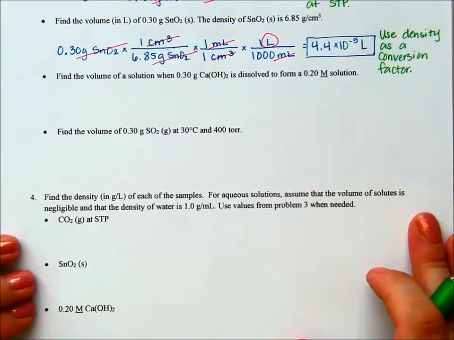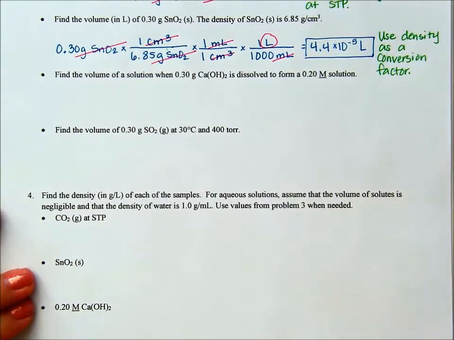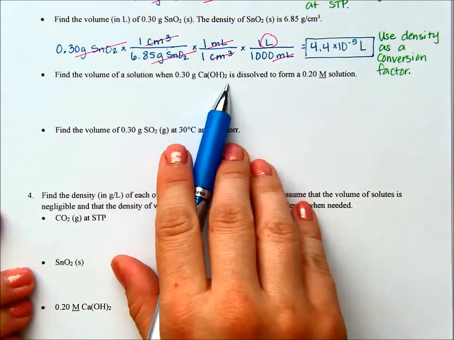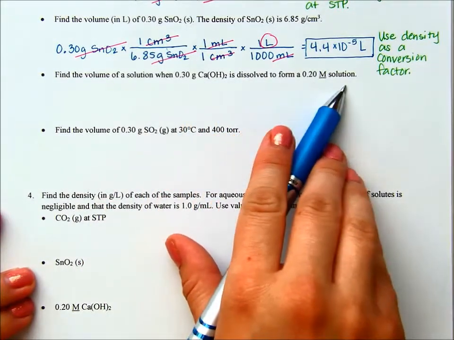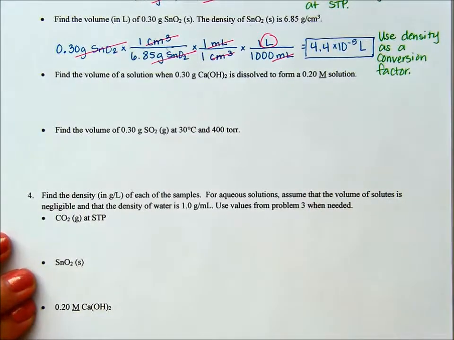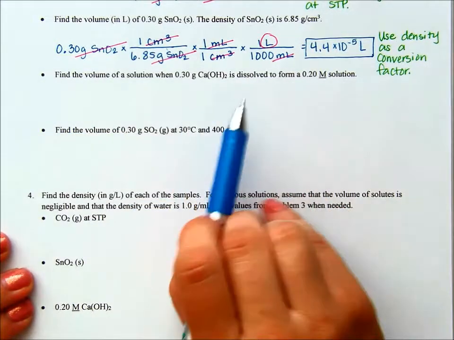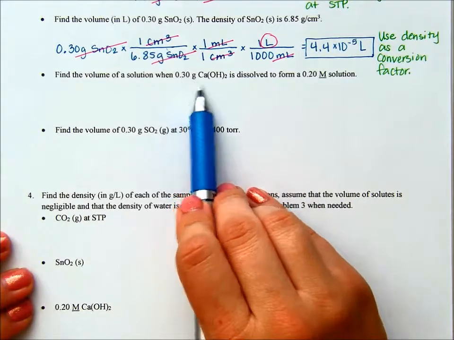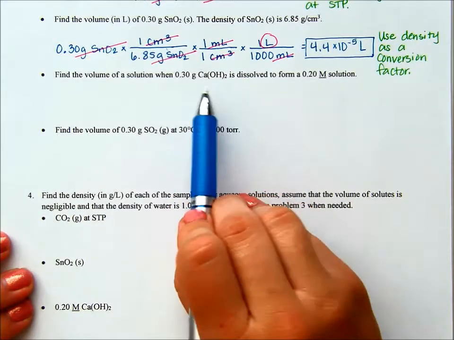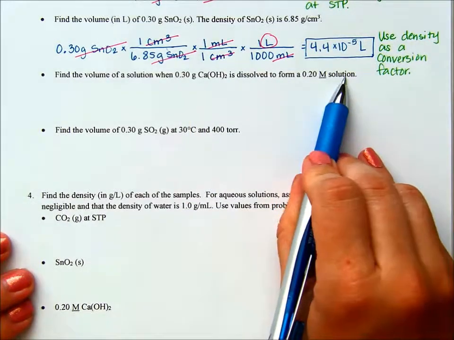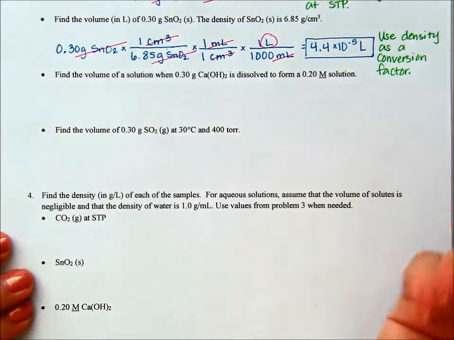Okay, next problem. Find the volume of a solution, so these are all going to be volumes. 1.3 grams of calcium hydroxide is dissolved to form a 0.20 molar solution. Alright, so again, I'm always going to write down what I'm starting with. Now, in this case, I'm going to write down 0.30 grams of calcium hydroxide. So I want to find the volume of that solution, and not the 0.2 molars of solution, because I wouldn't write anything there.